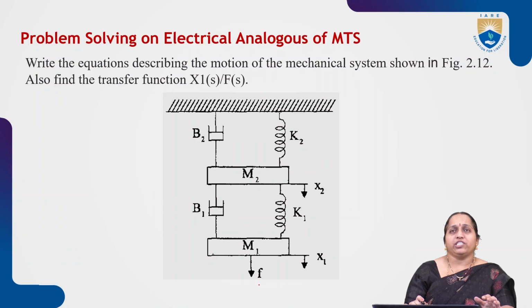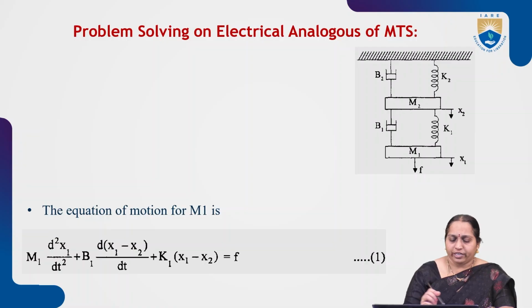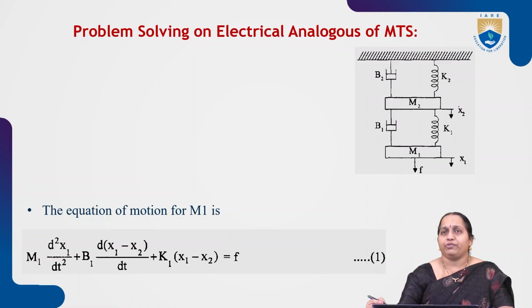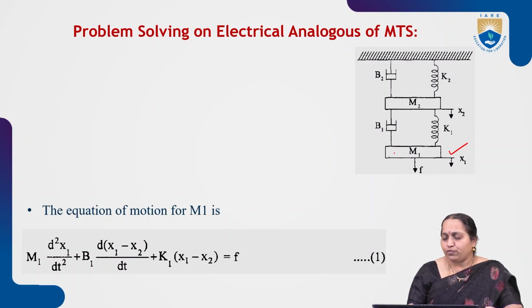We shall see how to draw its electrical equivalent and at the same time how to derive its transfer function also. First, if we start writing for mass 1, the same problem figure is given here. Let me write the equation for mass 1, the M1 element. What are the forces acting on M1? Forces acting on M1 are due to the dashpot B1, spring K1 and applied force F. And the displacement of this mass M1 is taken as X1.